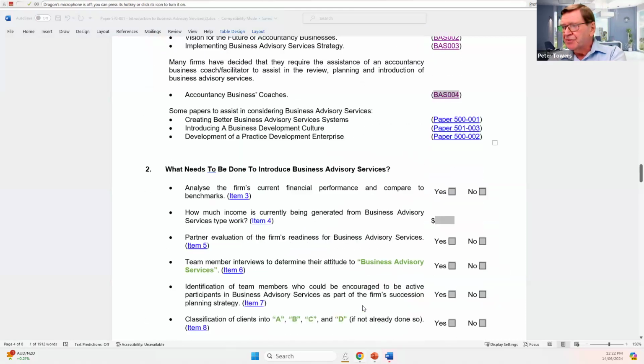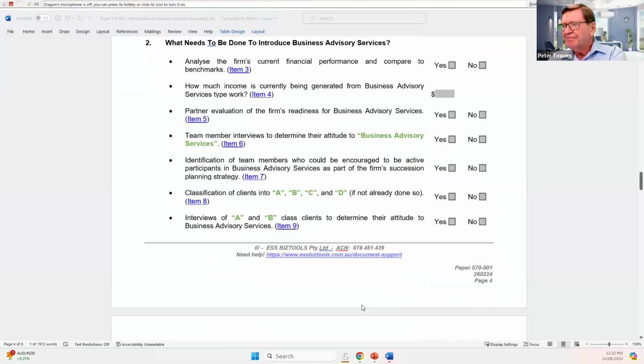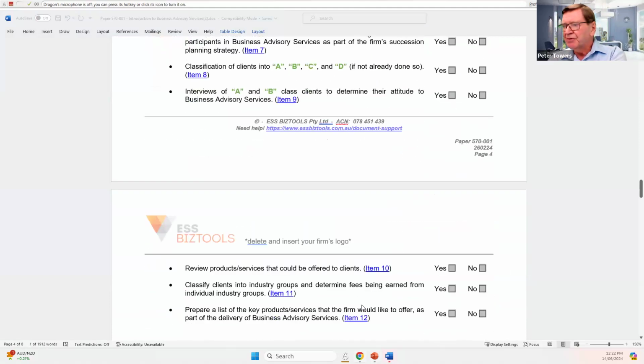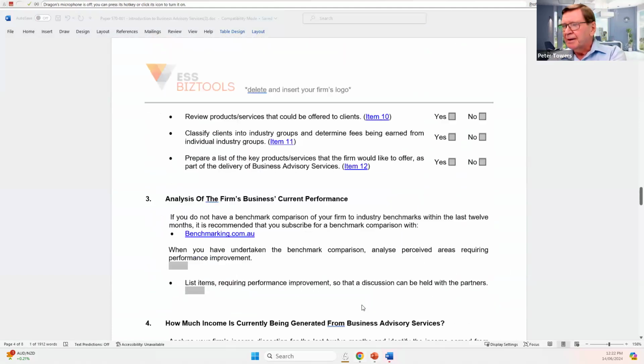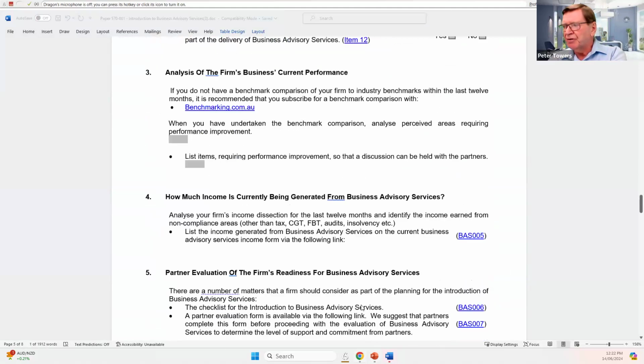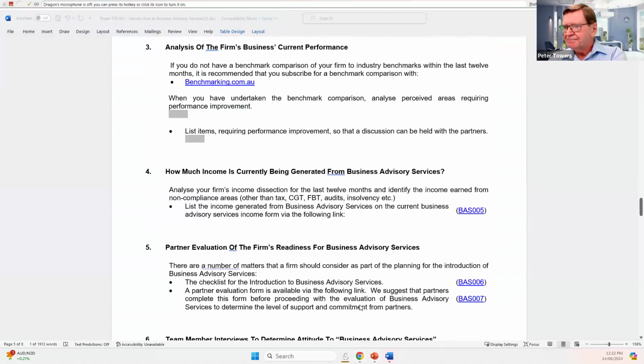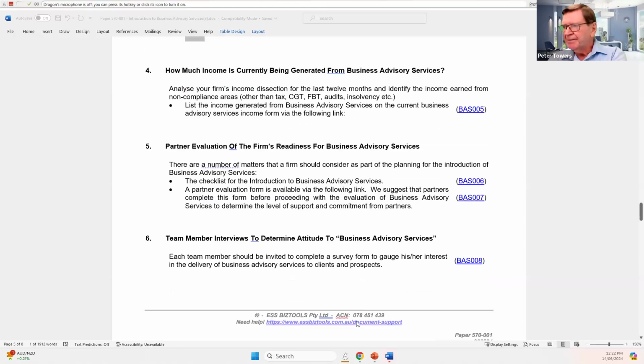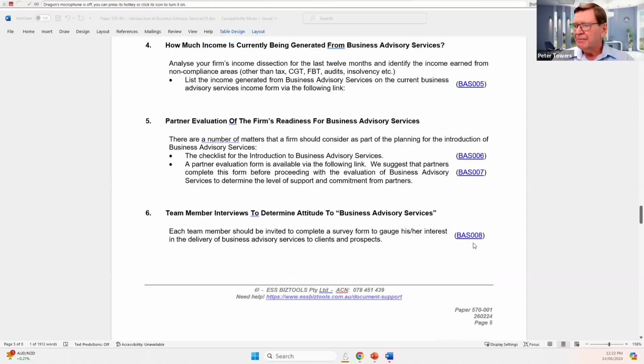I'm just skipping through in this paper here to get the next link that I'm looking for. You can see this paper is covering a whole range of information. So the next one that I wanted to go to and giving you this overview today is the team member survey.